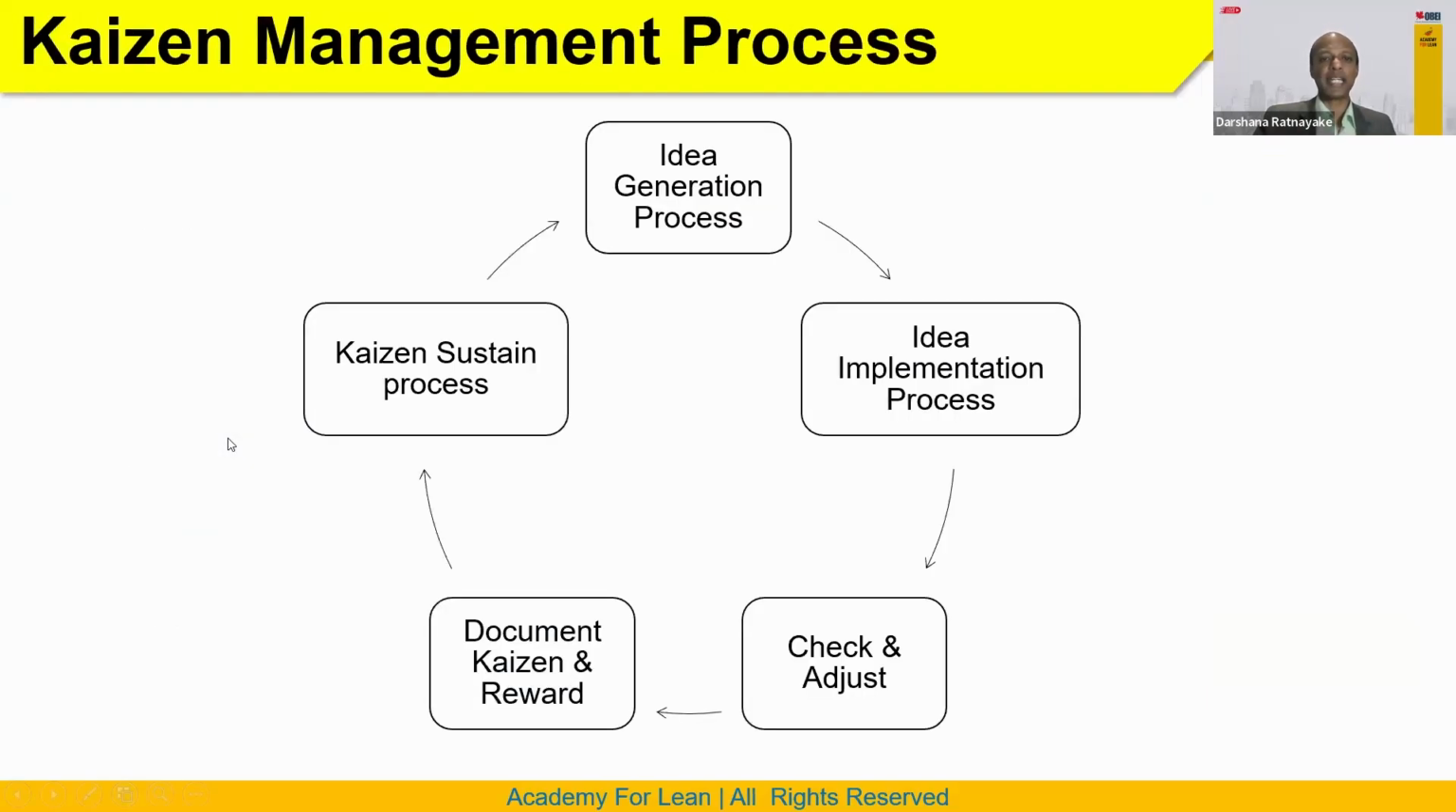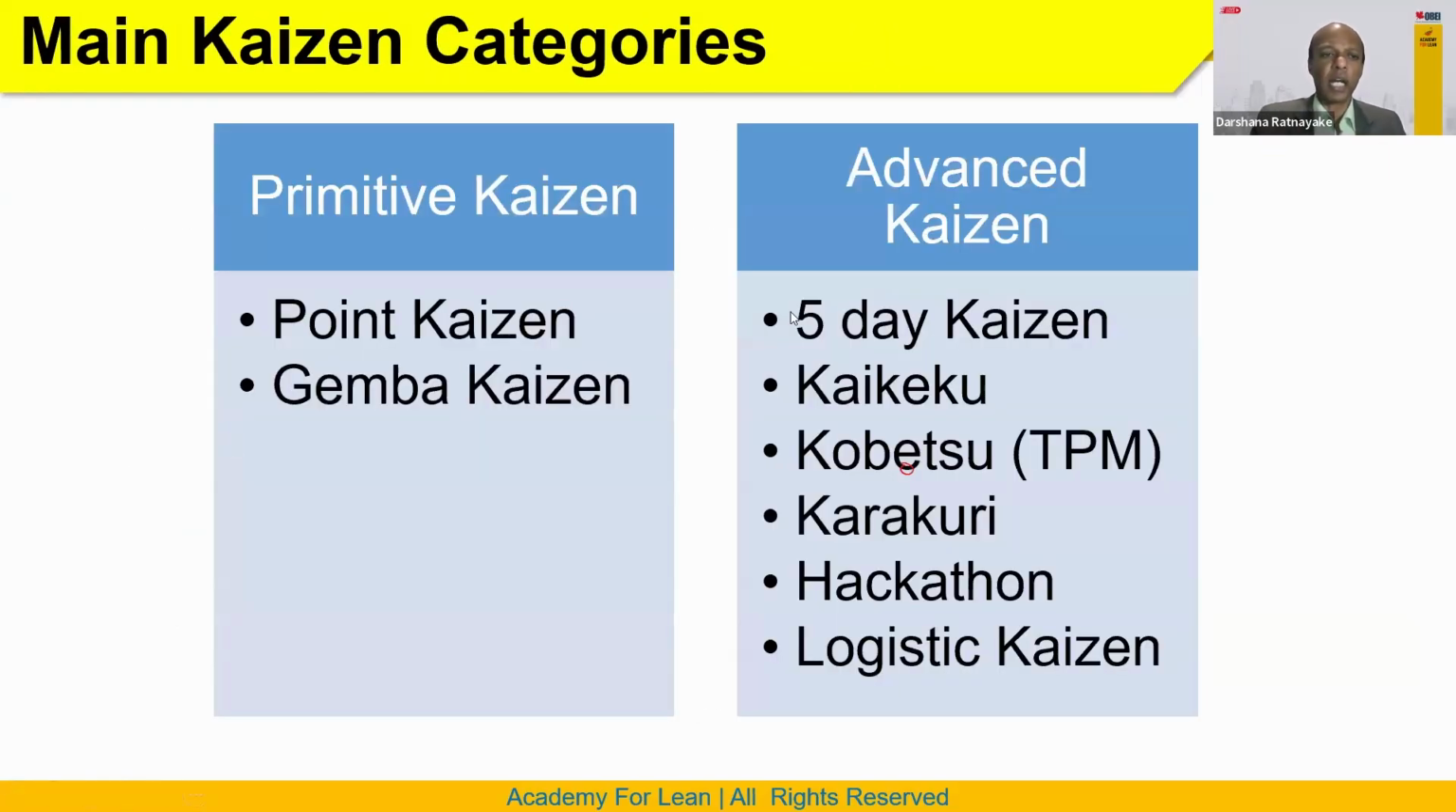Okay, we'll move into Kaizen. So what is Kaizen? There are two types of Kaizen available in the world. I'll go a little bit fast. The first one we call the primitive Kaizen, and the other we call the advanced Kaizen. So we don't think about Kaizen as one thing, there are categories, right?